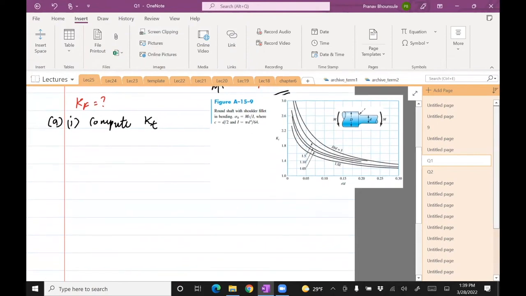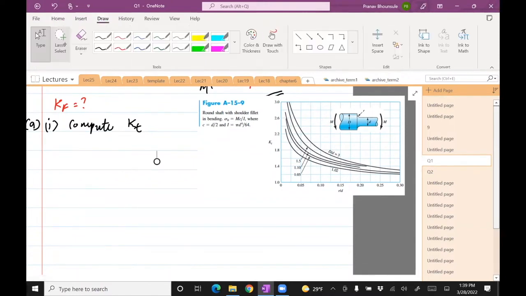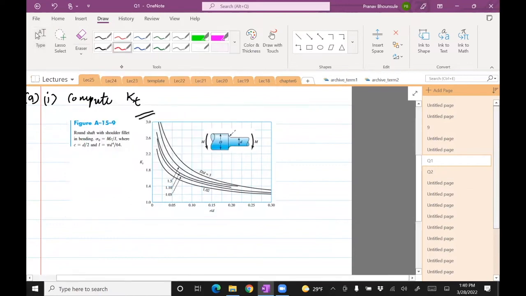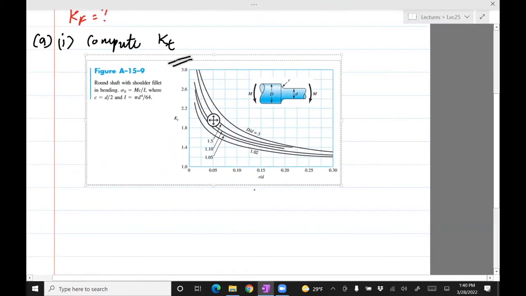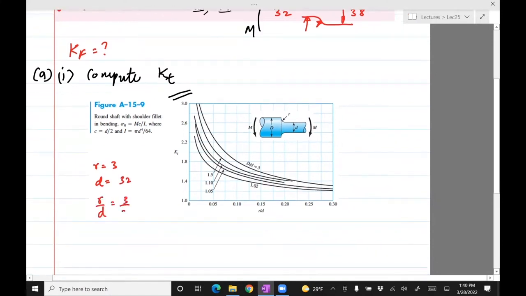So it's A-15-9. Okay, so we see that KT depends on the ratio of r divided by d, where r is the fillet radius, d is the diameter of the smaller shaft. So r in this case is given as 3 mm, and the diameter of the smaller shaft is 32. So r divided by d is 3 divided by 32. That is 0.09375.